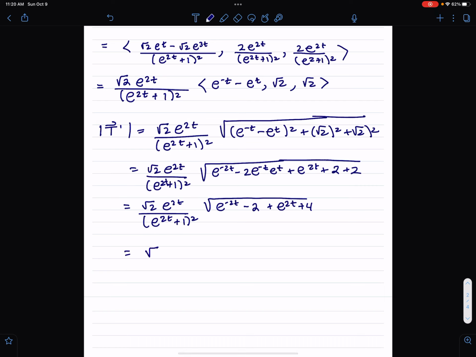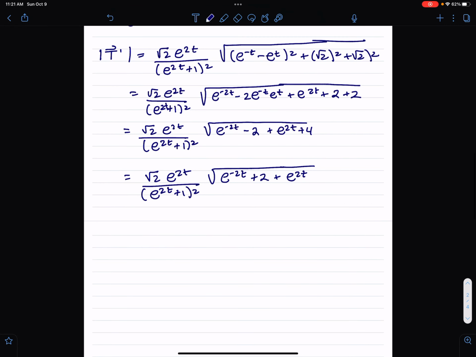Plot thickens. Square root of 2, e to the 2t, e to the 2t plus 1 squared, square root of e to the negative 2t, negative 2 plus positive 4, that makes 2, I can do that, plus e to the 2t, and this is a perfect square. This is going to become e to the minus t plus e to the t squared, and we can work it out. It's a little bit like you guess it, because you see those two perfect squares, e to the negative t squared and e to the t squared, and then you think, hold on, is this going to be the square of a binomial? And sure enough, gosh darn it, it is.